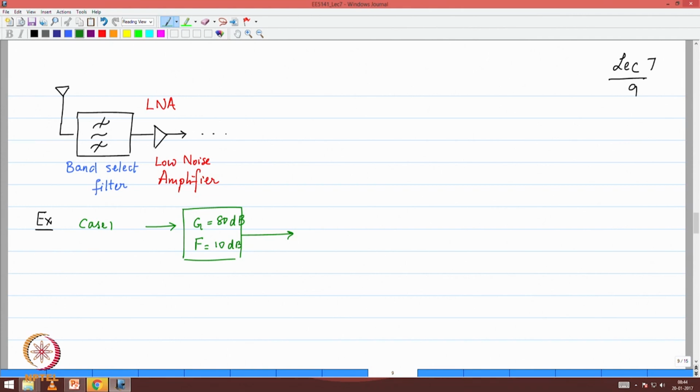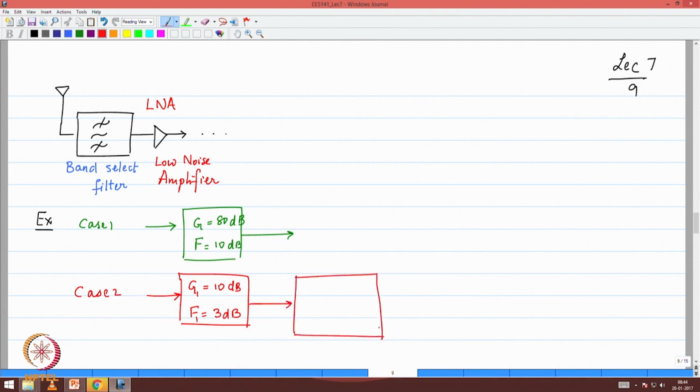So again, now I have a case 2 scenario. Case 2, I'm going to design it as a cascaded system. I'm going to have G1 very, very modest, 10 dB gain only, but it's a very low noise amplifier. I have gotten it to a noise figure of 3 dB, followed by a second stage where I have a gain of 70 dB. I have to get overall gain 80 dB, so I have a second stage of 70 dB, and this is like the previous one, with a noise figure of 10 dB.